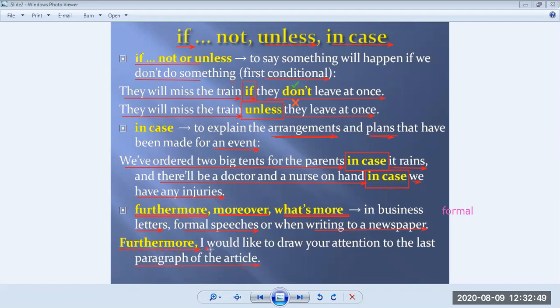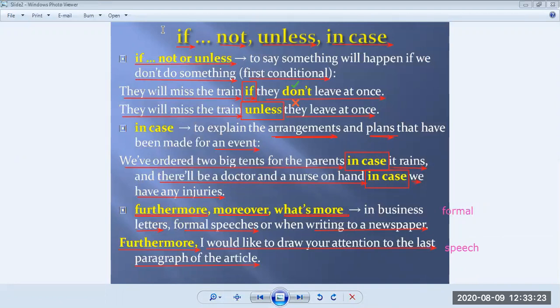This is a person giving a speech, right? A speech, and maybe he's explaining something on the board. So he said, furthermore, I would like to draw your attention to the last paragraph of the article. So here, we use this linking word at the beginning of the sentence. Furthermore, moreover, what's more, at the beginning of the sentence, not like other linking words like if, unless, in case. Those go at the beginning of the sentence.